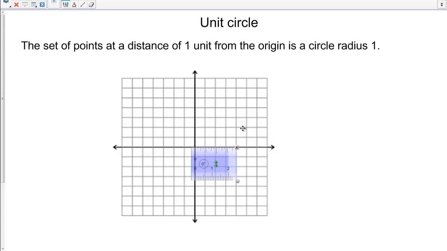So we're going to take our ruler right here. We're going to put a dot 1 unit out. Then we are going to rotate our ruler. Another dot 1 unit out. Rotate. And we're going to keep rotating this ruler all the way around our circle.